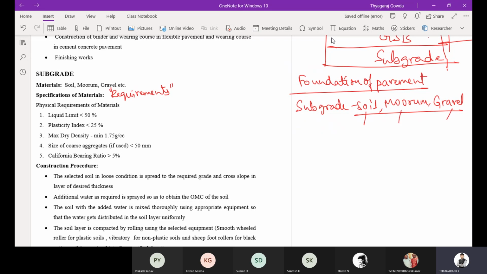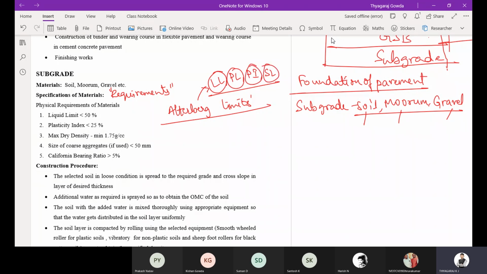As we all know, Atterberg limits. Have you heard about Atterberg limits? Yes or no? No, sir. That is the liquid limit, plastic limit, plasticity index, shrinkage limit. Have you not heard about this one? Yes, sir. So these are the Atterberg limits.